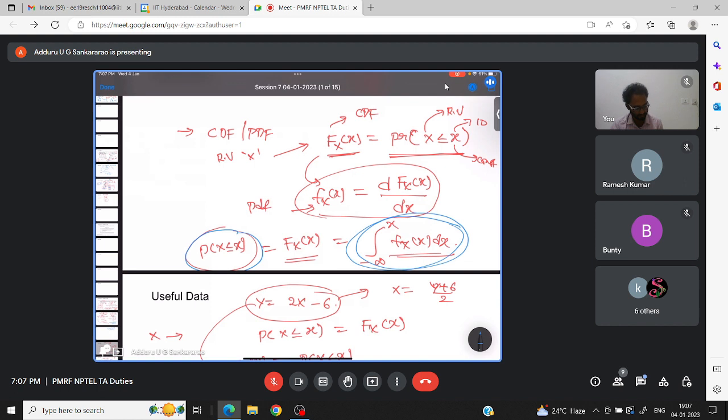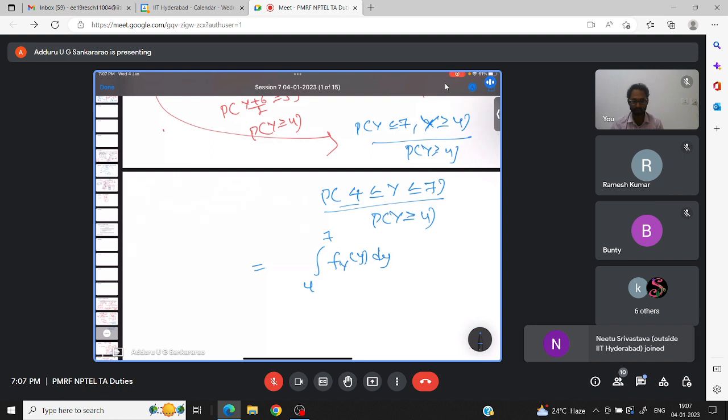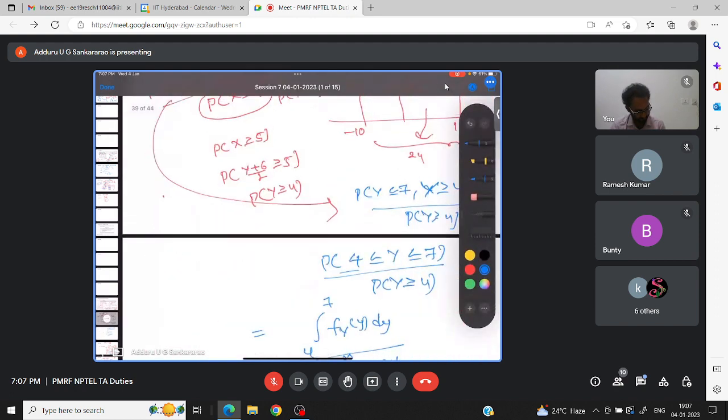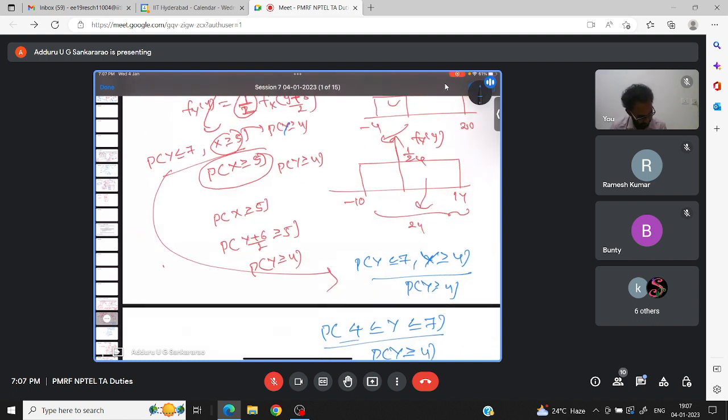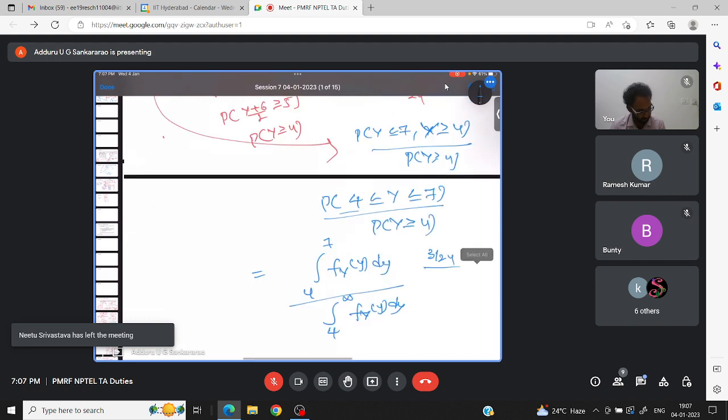You know the probability is nothing but area. That means 4 to 7 of fy of y dy is the area under the curve from 4 to 7, and y greater than 4 means the integral of fy of y dy from 4 to infinity. What is the area here? 4 to 7. Here somewhere 4, here somewhere 7. 4 to 7 is what? 3 by 24.